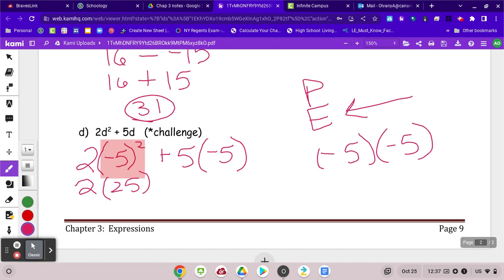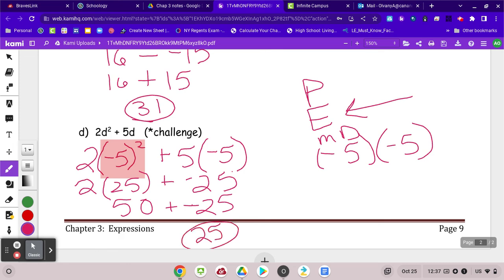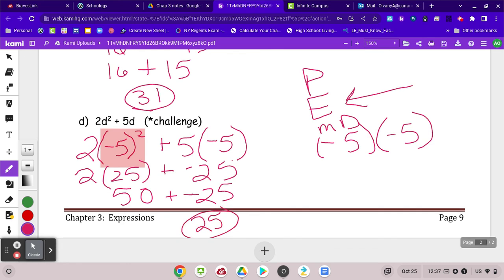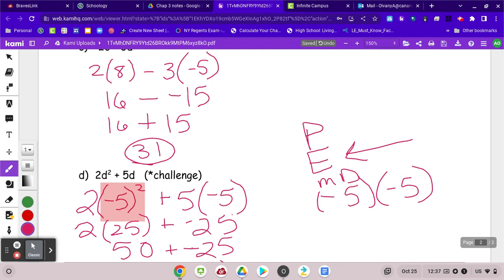And that's another piece that makes this tricky. Plus negative 25. Order of operations says to multiply or divide next. So we're going to have 50 plus negative 25. Different signs subtract. We get a positive 25. All right, and that's what your practice is going to be for lesson 3.